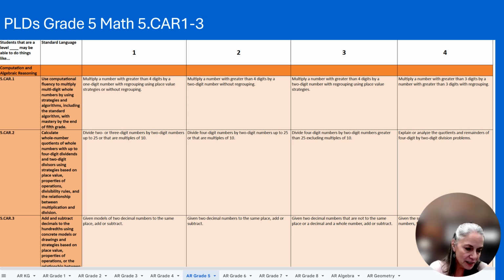If you look at the 5.CAR.3, I'm going to call it for sake of time, this is about decimals: given models of 2 decimal numbers to the same place, add or subtract. And then for level 2, given 2 decimal numbers to the same place, add or subtract. So the implication there is they can do it without a model. And then given 2 decimal numbers that are not the same place, or a decimal and a whole number, they can add and subtract. And so you can see how this is increasing difficulty.